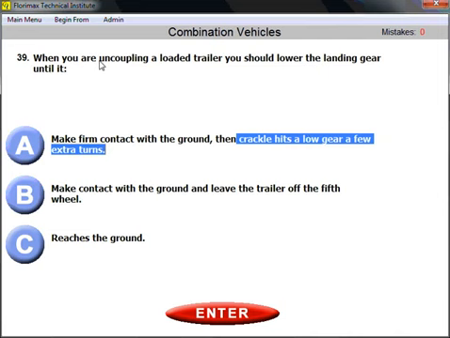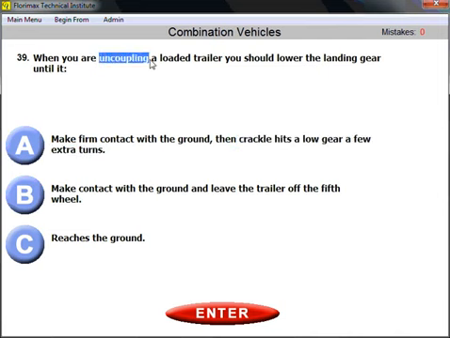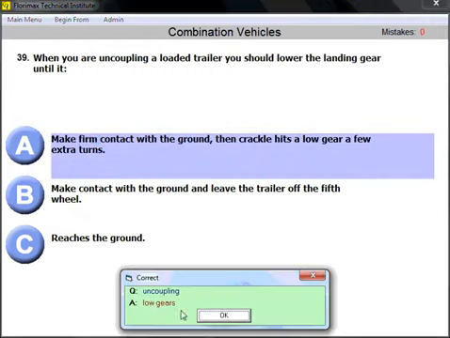Okay, again, read. When you're uncoupling, you should lower, so that's a key: uncoupling. And now you should lower the landing gears in what way? Until it makes firm contact. Firm contact. And use low gear also. That's another key.